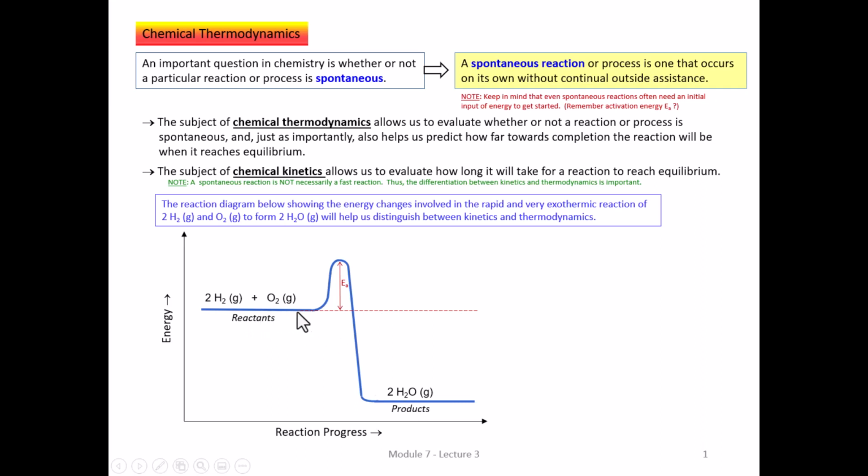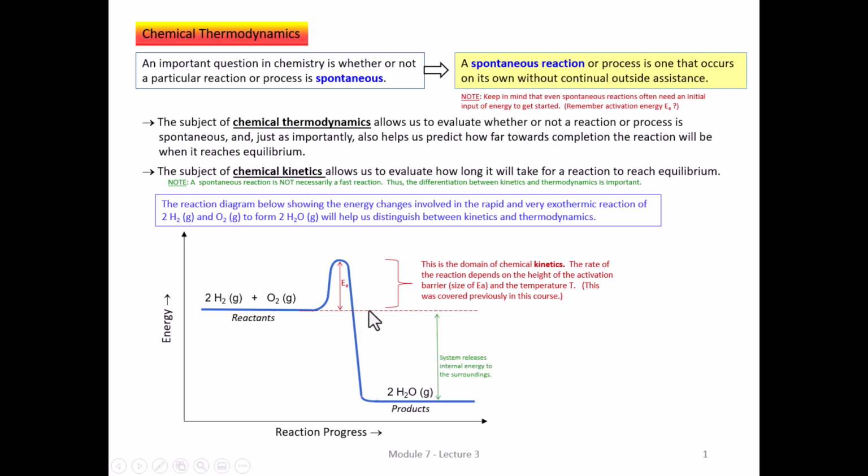Now recall from the kinetics chapter that in order for reactants to get to products, the system needs to go over this activation barrier. And this is the domain of chemical kinetics. This is what determines how fast hydrogen and oxygen can become water. The rate of the reaction depends on the height of the activation barrier, the size of the activation energy, and the temperature. And this was covered previously in the module on chemical kinetics.